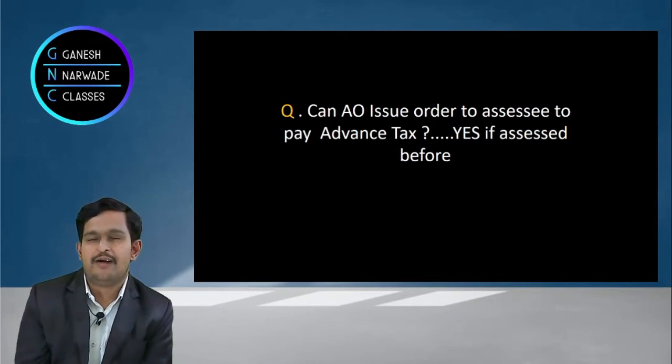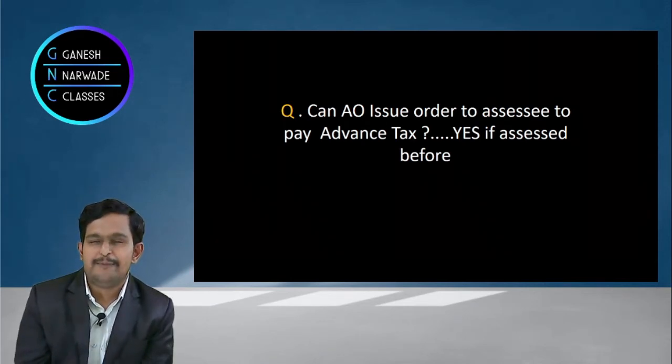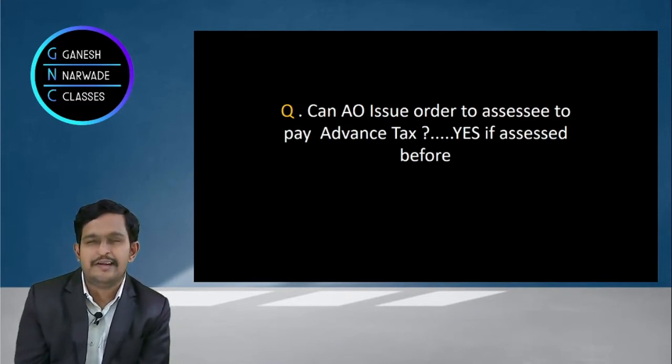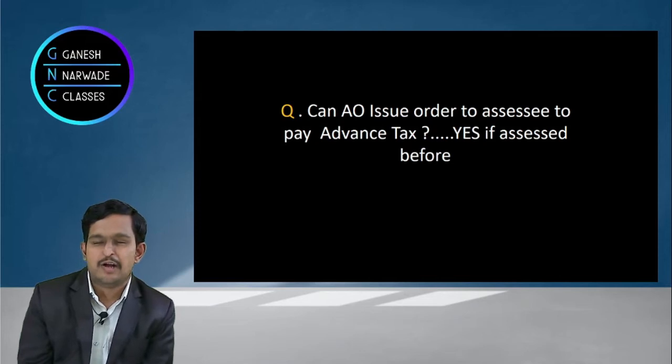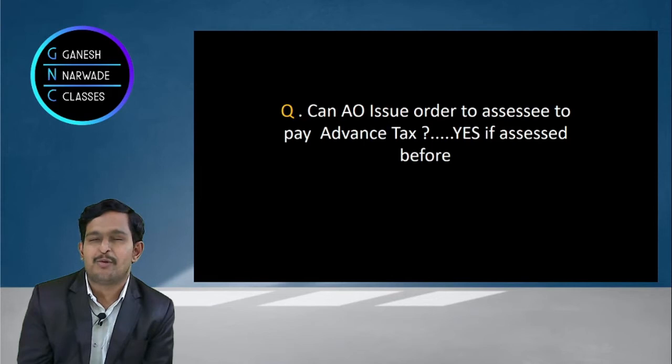Sir, we only have to calculate advance tax and pay advance tax, right? Yes. Can the assessing officer also demand us to pay advance tax? The answer is absolutely yes. Suppose he will check our past track record of income. And if the past track record suggests that you are an assessee who needs to pay advance tax and you are not paying, then the assessing officer can give a notice that you are supposed to pay advance tax.